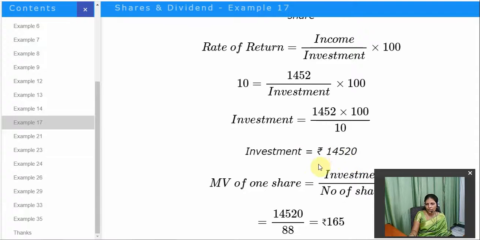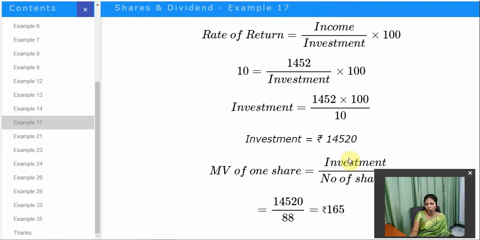Right. Now this is the market value of 88 shares. The actual question is you need to find the market value of one share. So investment divided by the number of shares. Investment is what? 14,520 divided by the number of shares, which is 88. When you divide this, you get 165. So this 165 is the market value of one share.